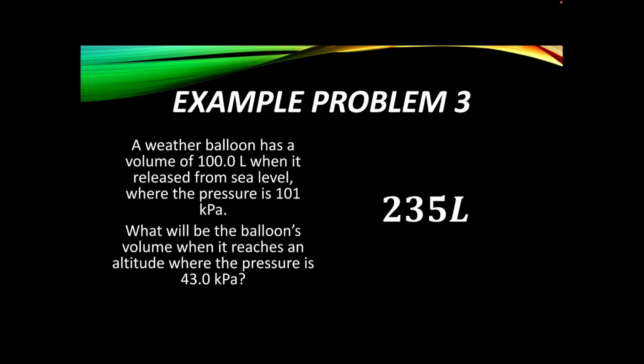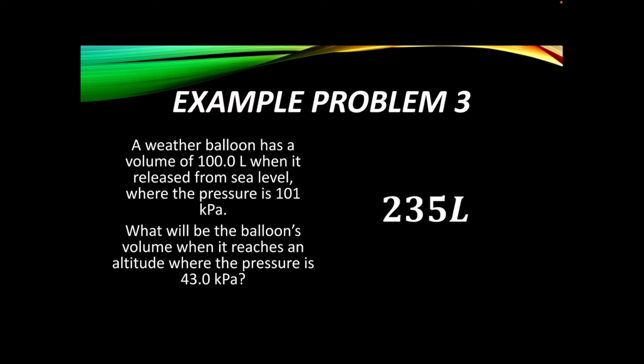So let's do a couple sample problems. Obviously, this one gives you the answer, so let's figure out how we get to 235 liters. The question asks: a weather balloon has a volume of 100 liters when it is released from sea level, where the pressure is 101 kilopascals. Remember, the unit for pressure is pascals.